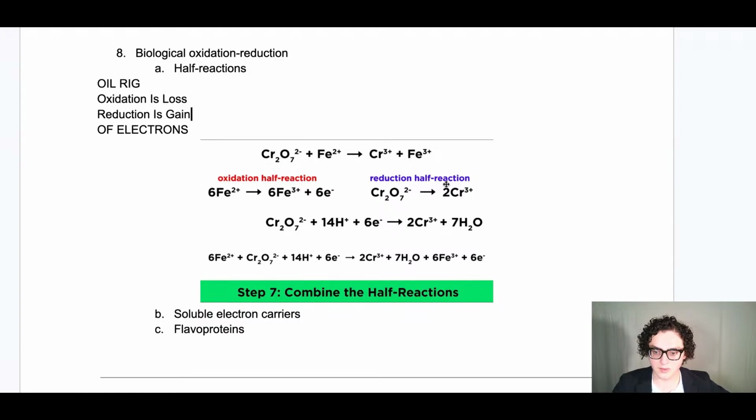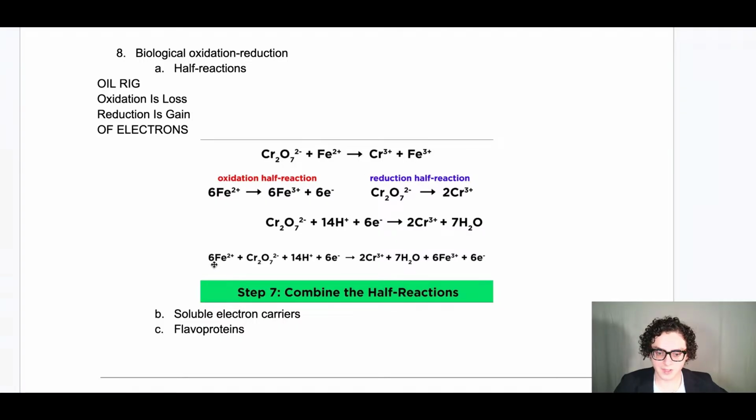Here, it's chromium that is getting its electrons back. They used to be consumed by that oxygen. So the reduction is gain of electrons. Chromium is going to gain its electrons. Now, iron is going to lose them. So the part of that reaction that's oxidation is the oxidation half reaction. The part of the reaction that's reduction is the reduction half reaction.